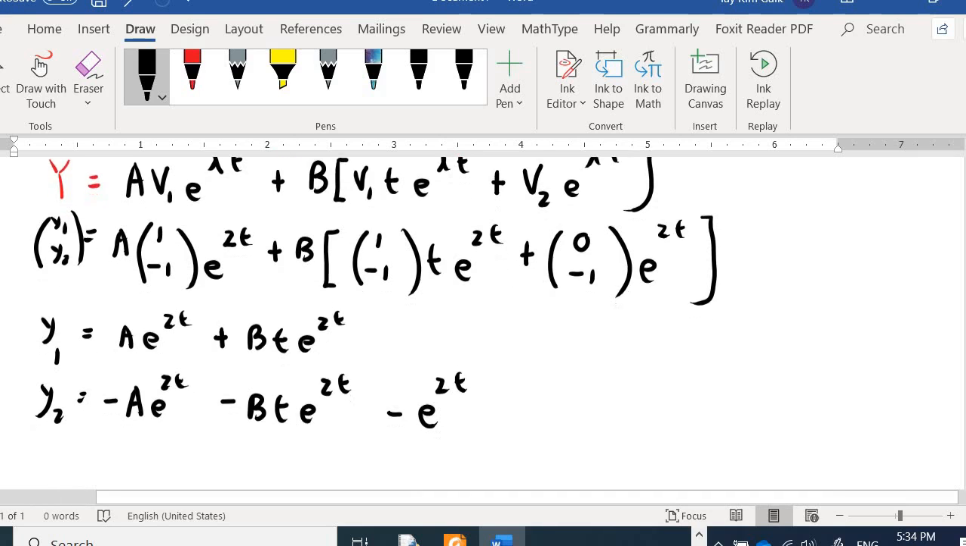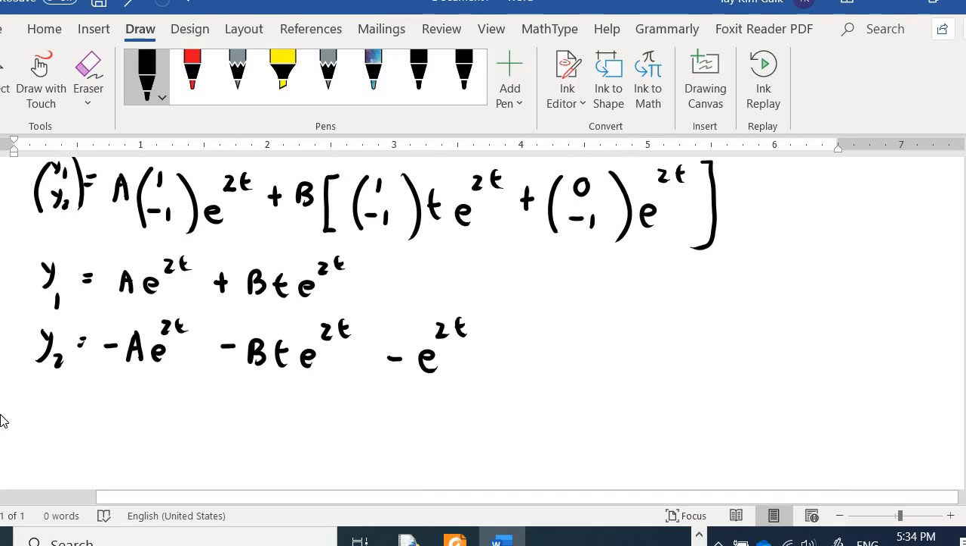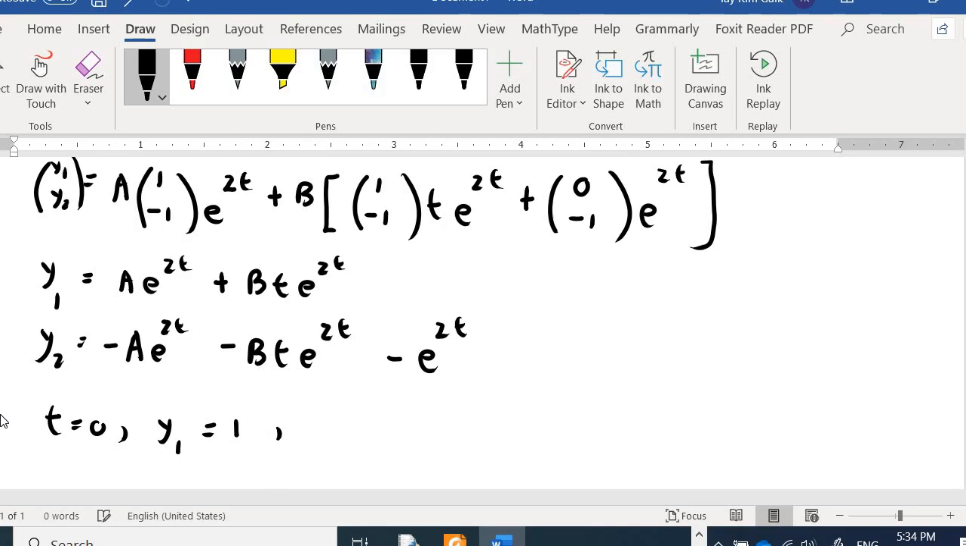Okay, if given the initial condition, let's say given t equal 0, y1 equal to 1, y2 let's say equal to 1, then you can solve for your a and b. You can solve for a and b. So then you can get your particular solution.